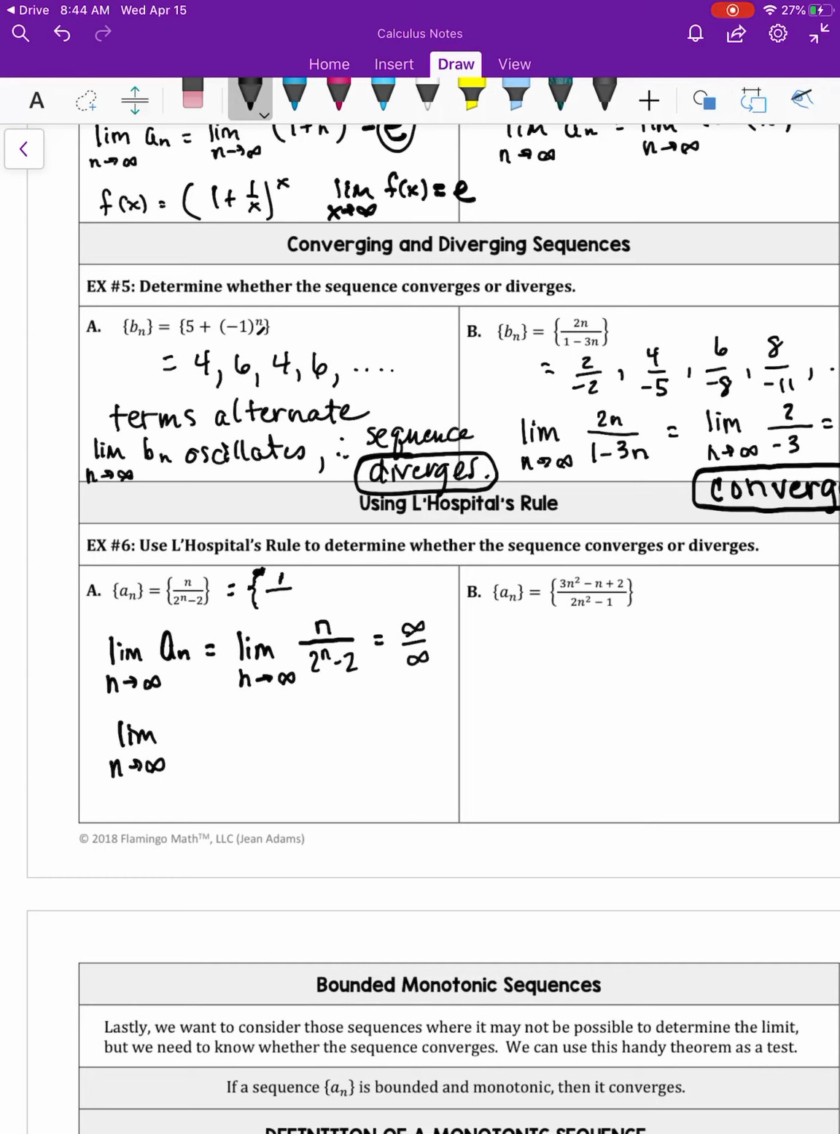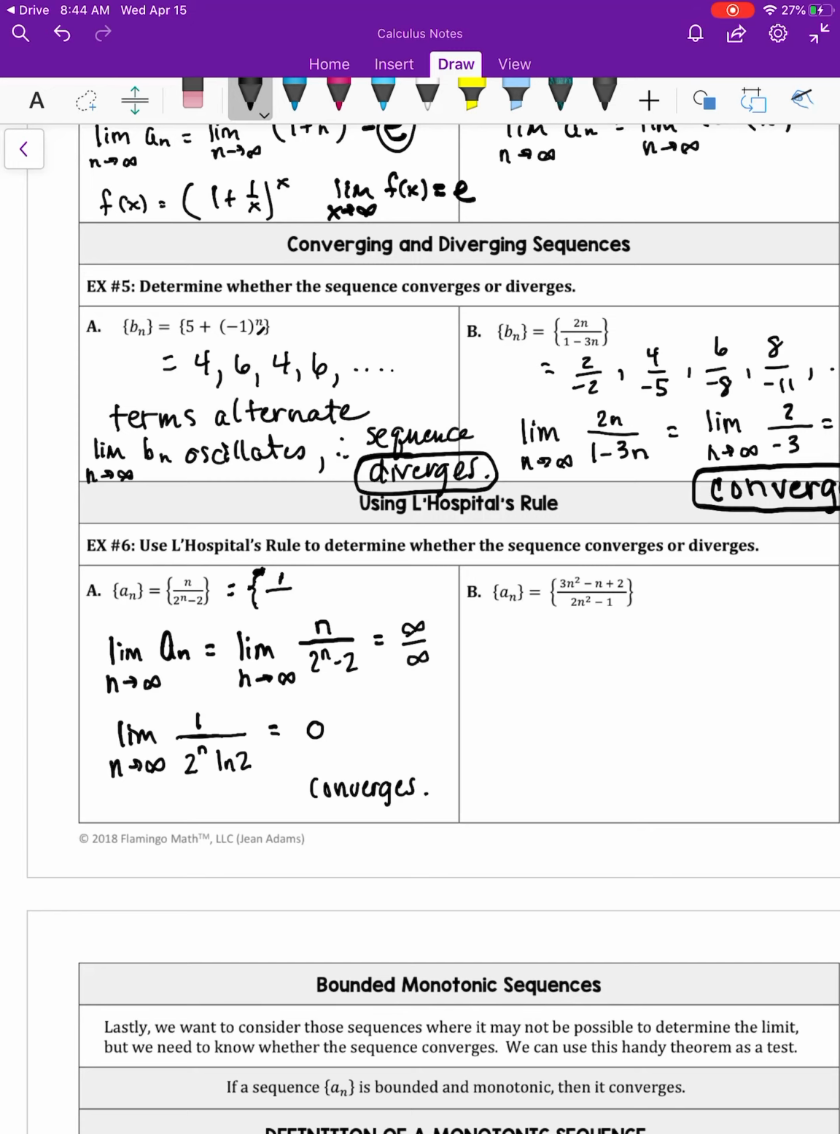But anyway, on this one, if you're doing your limit, you've got infinity divided by infinity. And so if I take my derivative, remember what the derivative of a to the n, or a to the x, is. It's a to the n times the natural log of a. So this is going to be 2 to the n times the natural log of 2.